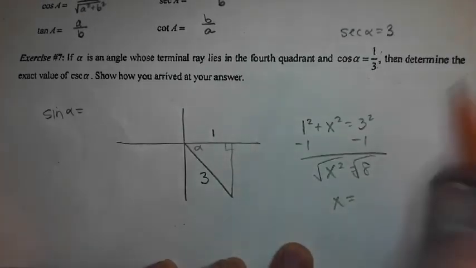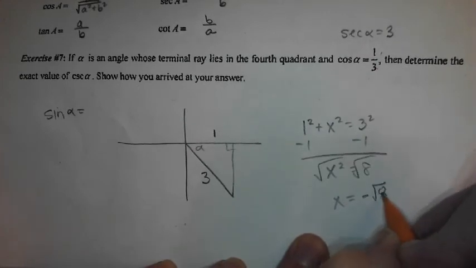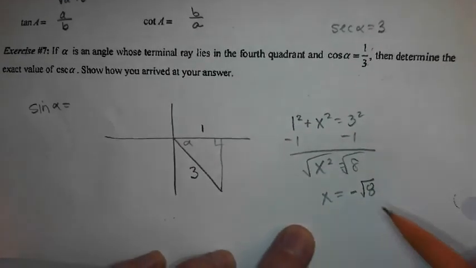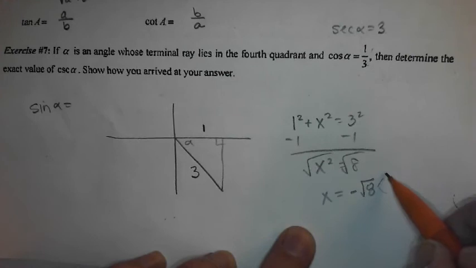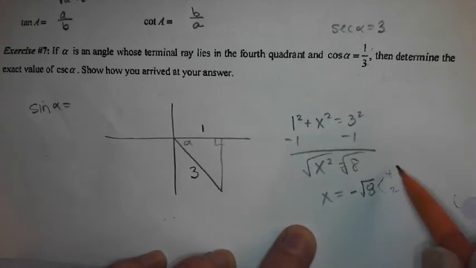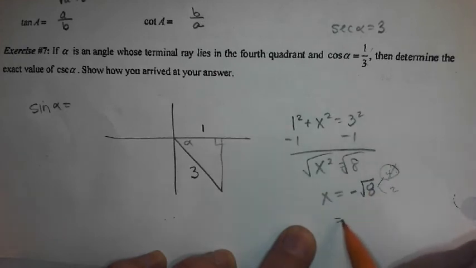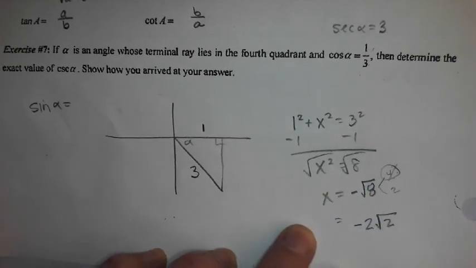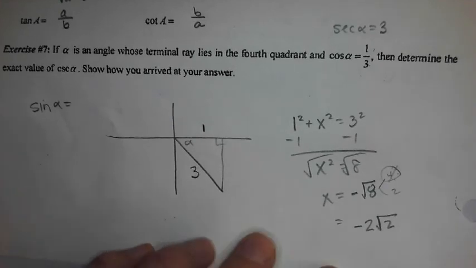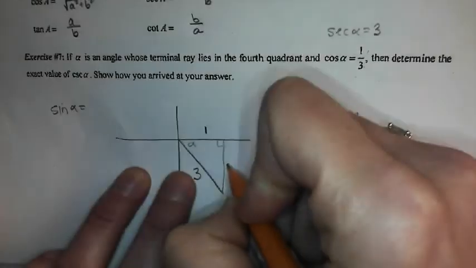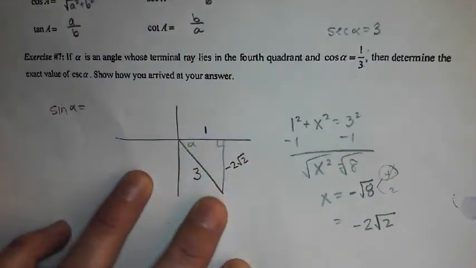Negative root 8, right? What can we do, though, because root 8? 8 is the same thing as 4 times 2, right? Don't we know the square root of 4? So we can simplify that. The square root of 4 is 2 with a root 2 still left over. Simplifying radicals coming back in. So negative 2 root 2 is that side length.